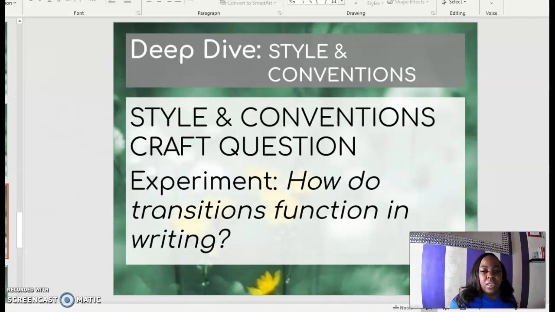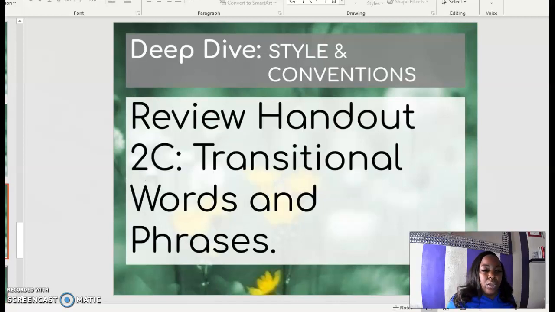Deep dive again, style and conventions. Craft question experiment: how do transitions function in writing? So you're going to dig deeper into that in the writing portion of the deep dive. You're going to review handout 2C, transitional words and phrases. So that's something you're actually going to review. It's not something that you just need to put inside of your digital notebook.